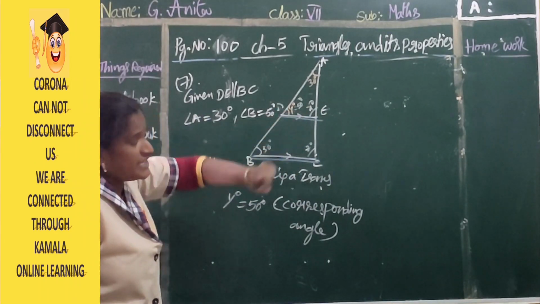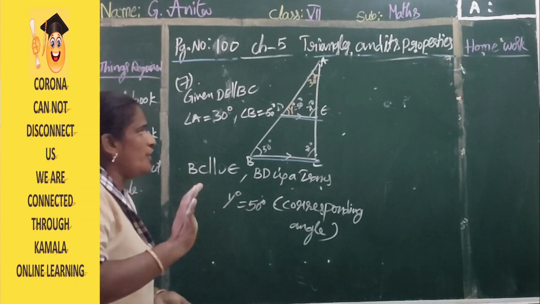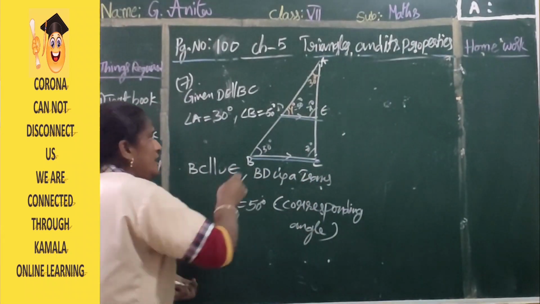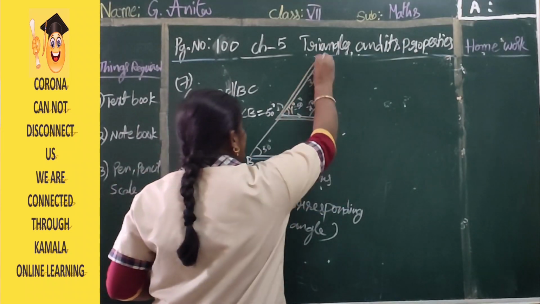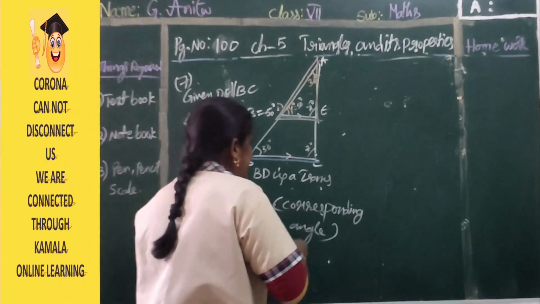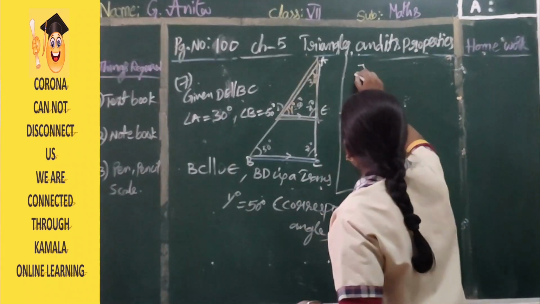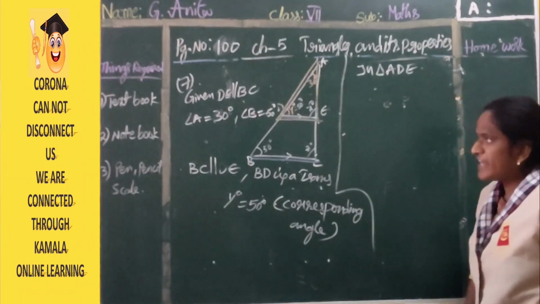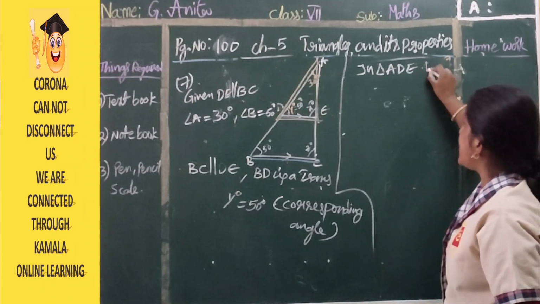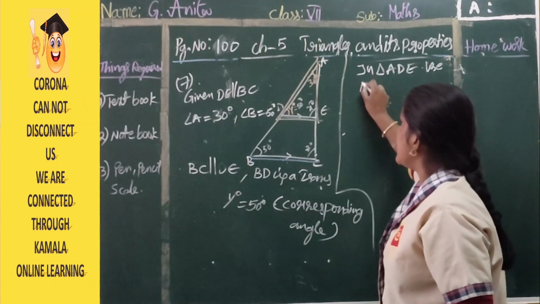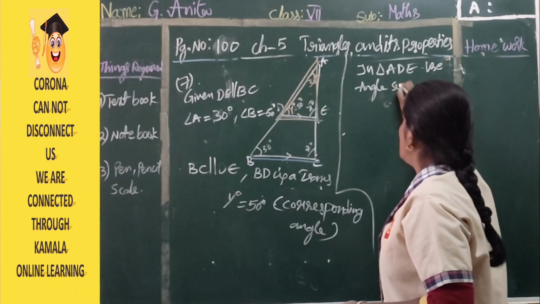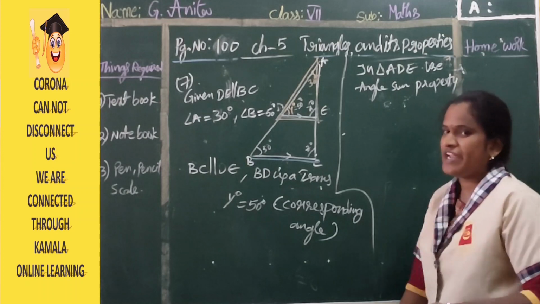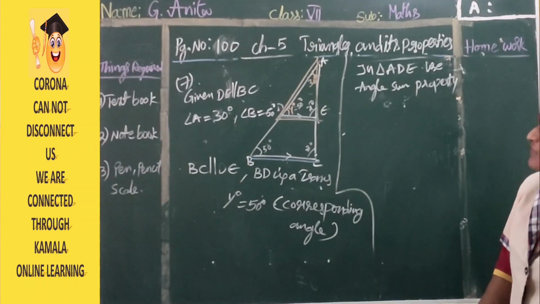Next we need to find x degree. How can you find x degree? Only observe triangle ADE. You have to observe only triangle ADE. This triangle we can observe. Okay. In triangle ADE, angle A plus angle E plus angle D is equal to 180 degrees. Use angle sum property. Okay, clear? So what is the meaning of angle sum property? Sum of all angles is equal to 180 degrees.